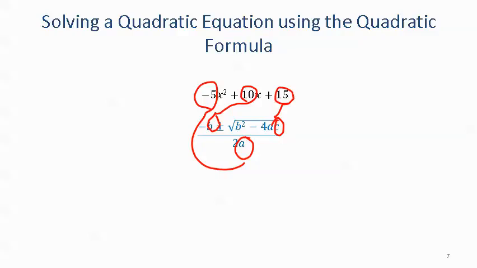So for the b squared, we're going to have 10 squared. For the minus 4ac, we're going to have minus 4 times minus 5 times 15, and the whole thing over 2 times minus 5. So that's what the equation is going to set up to.